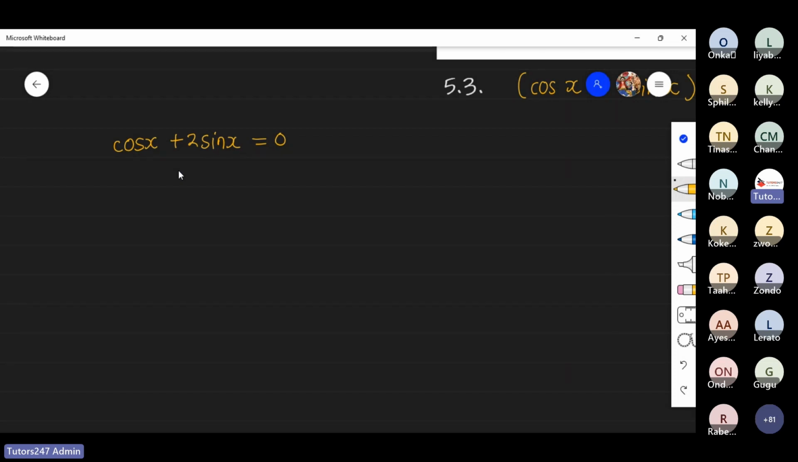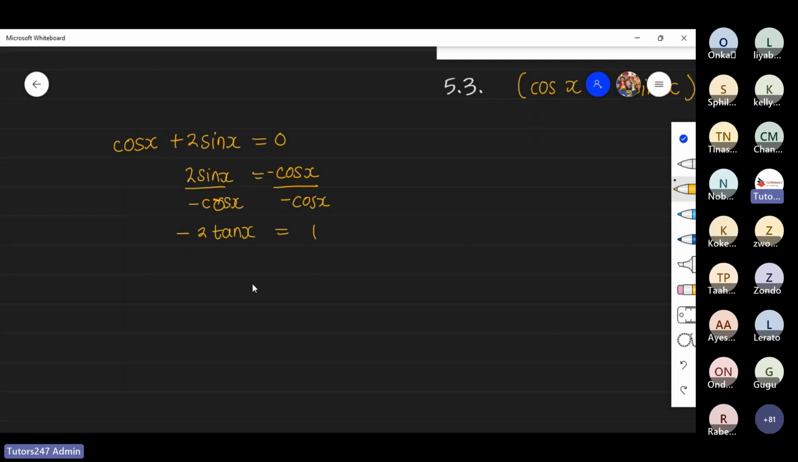Actually, let me move cos to the other side. I'm going to keep 2 sine x on this side, and move cos to the other side, making it negative cos x. From there, I know that in order for me to convert this to tan, I need to have sine over cos. So I'm going to divide both sides by negative cos x, and I then have negative 2 tan x equals 1.